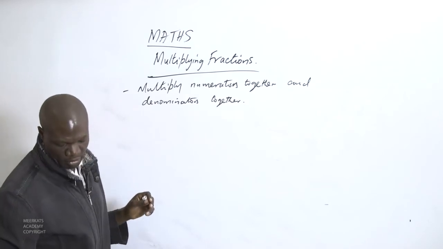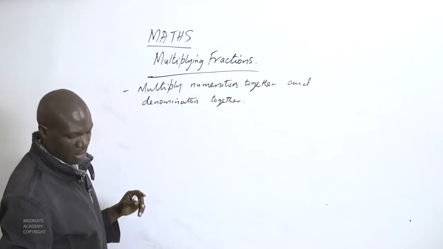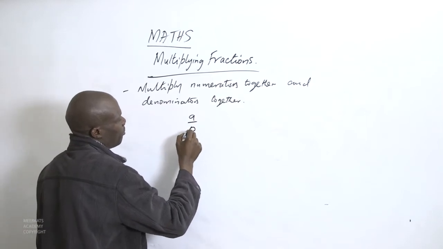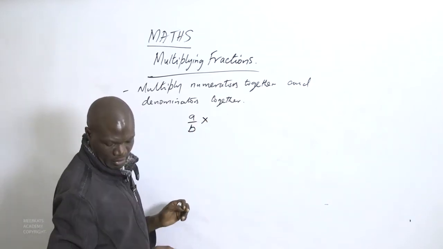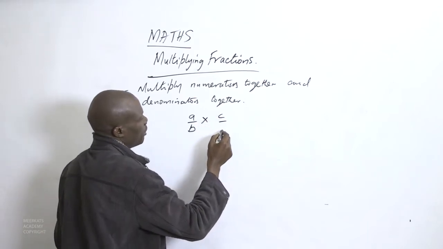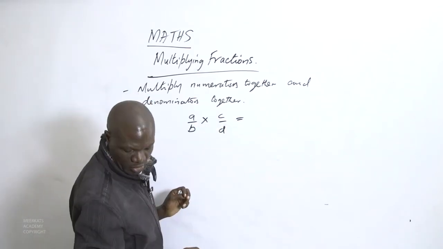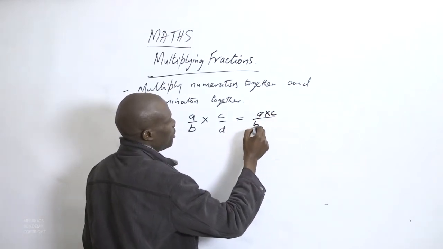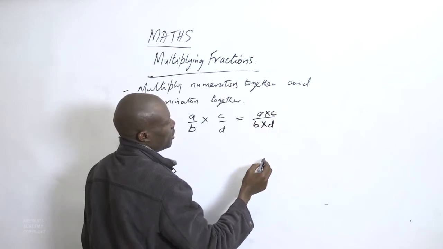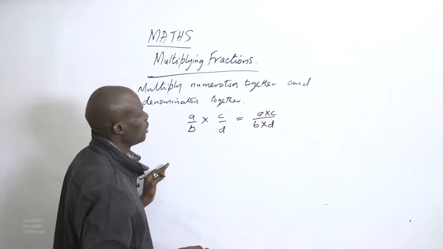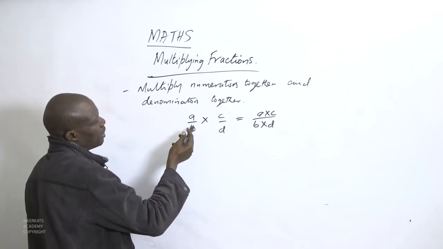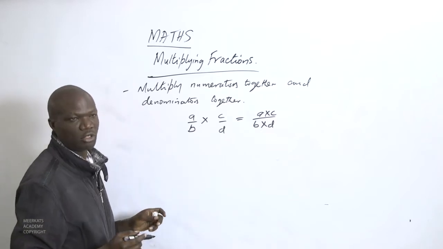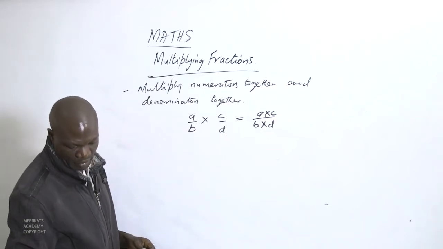Multiply the numerators together and the denominators together. For example, if we have A over B multiplied by C over D, this will simply give us A times C over B times D. So we don't look at it in a different way. We just need to multiply the numerators directly, and the denominators are also multiplied directly.